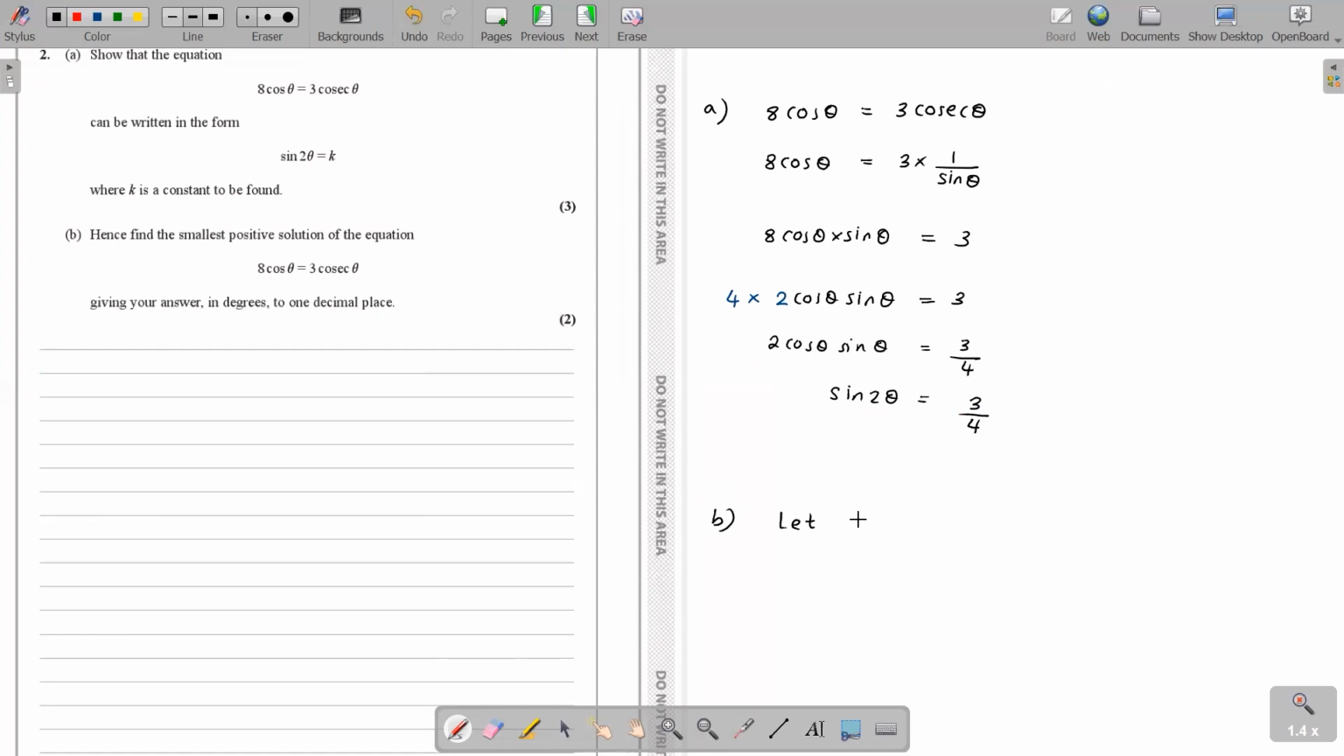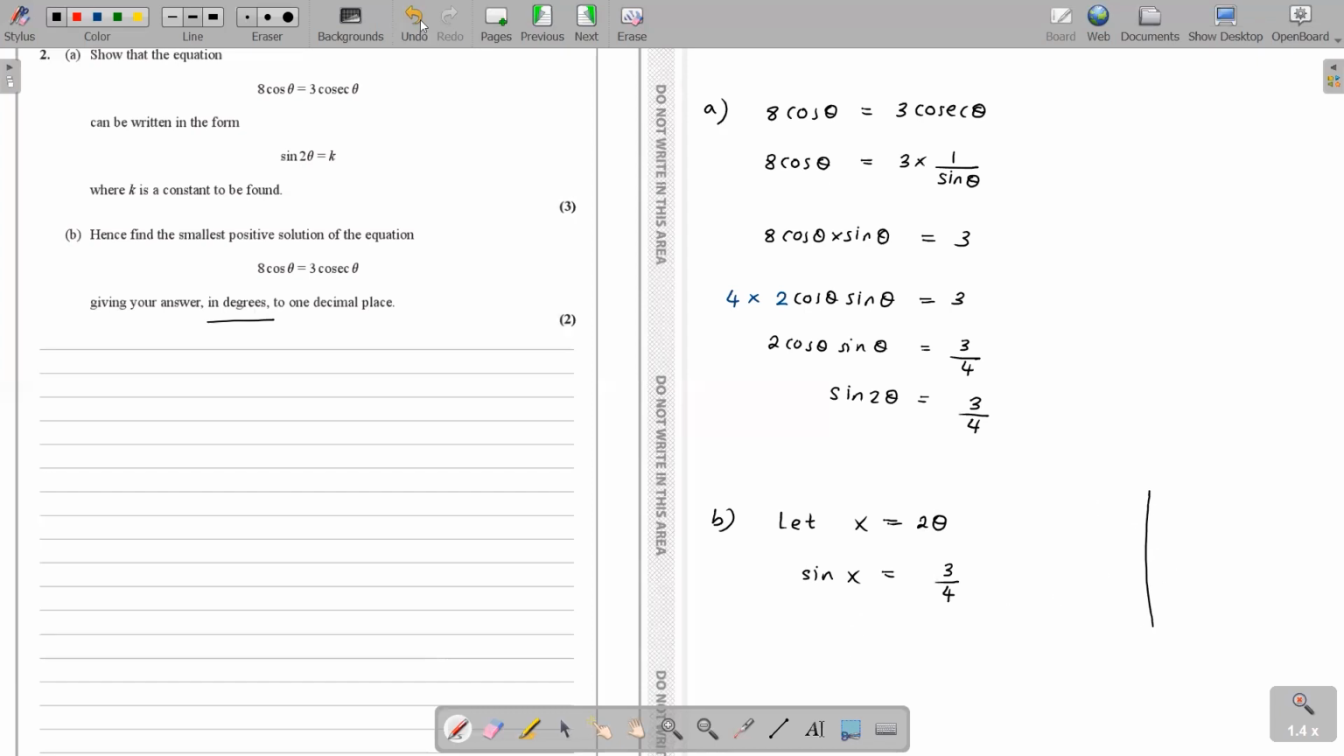You can say let x be equal to 2 theta, and we don't have any range to fix here. So then this becomes sine x equals 3 over 4. They want the answer to 1 dp and in degrees, so your calculator must be in degree mode. So get the sine inverse and get the answer.